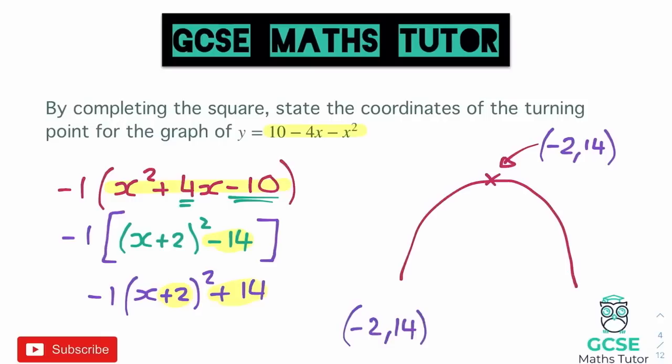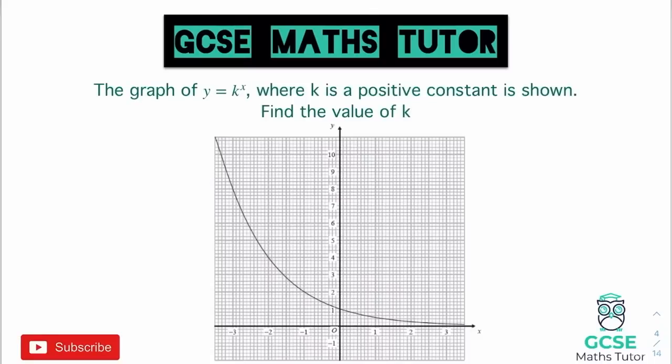And following on from this, we could actually draw an even more accurate sketch now of one of these quadratics, because we can factorise and solve it to find the solutions, and we can complete the square in order to find that turning point. Okay, so here we've got a slightly different question. This is the graph of y equals k to the power of x, where k is a positive constant. Find the value of k.